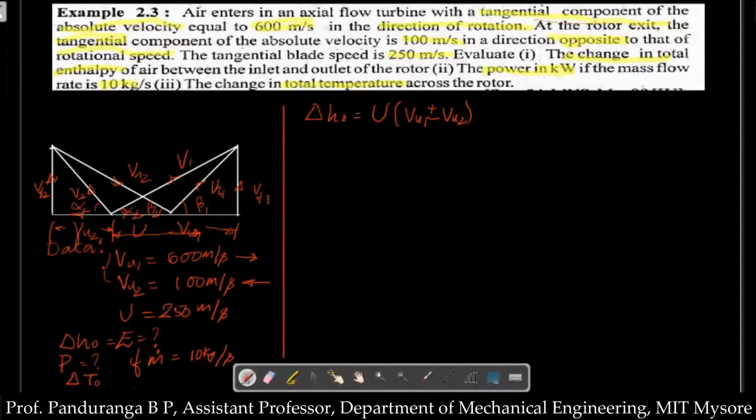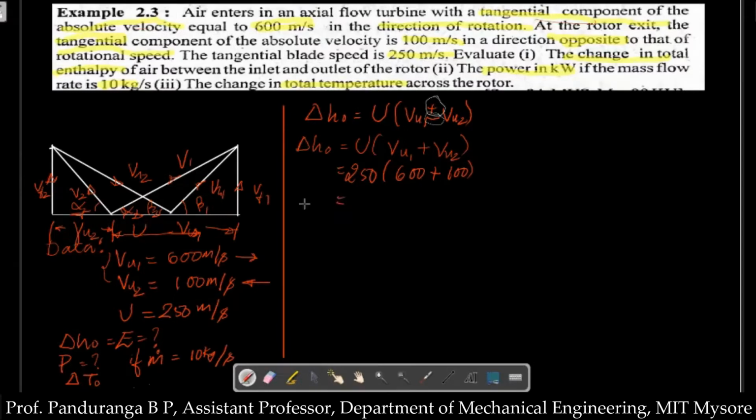And we know that we have to use plus when both the velocity components are in the opposite direction, and we have to use minus when both are in the same direction. So here, since they are in the opposite direction, I'll write delta H naught will be equal to U into VU1 plus VU2. Please substitute the values and give me the answer. So here U is 250 meter per second, VU1 is 600 meter per second, plus VU2 is 100 meter per second.